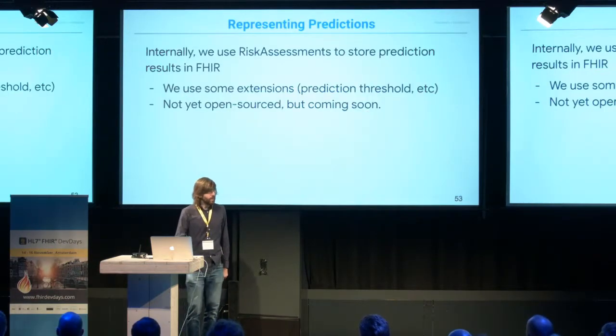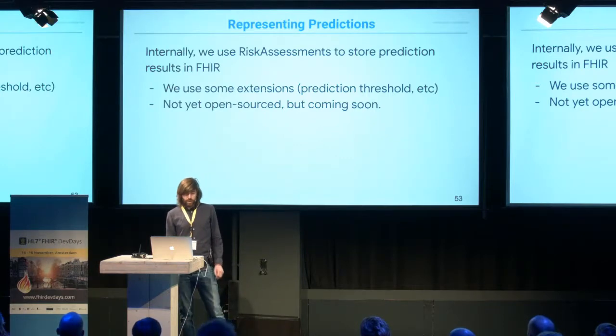What normally comes out of TensorFlow is essentially the label, the same type of label that you started with. We convert that internally to RiskAssessment, which is one FHIR resource that is the most appropriate in many cases for this. We have some extensions in there, for example, for the prediction threshold and things like that. And we will open source the conversions for this in the near future.